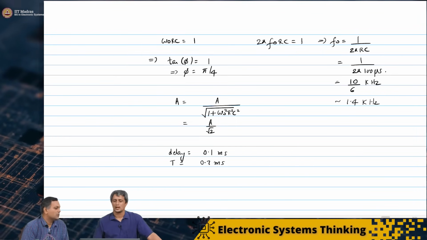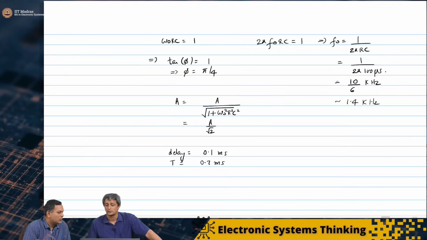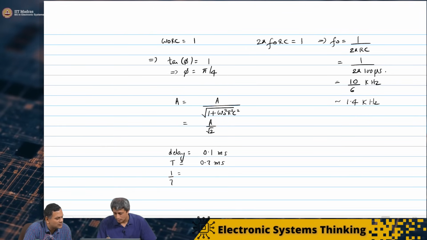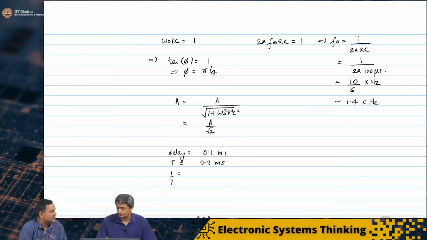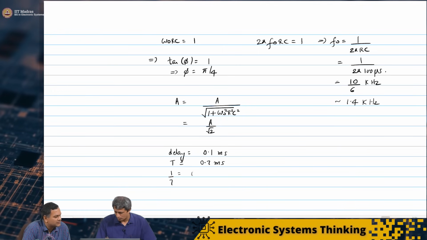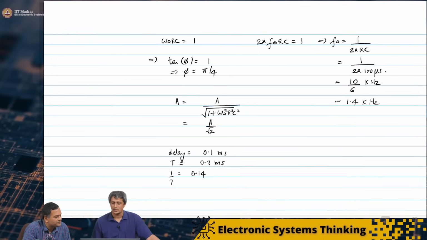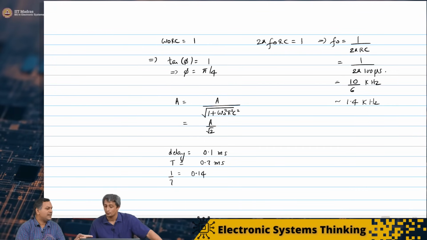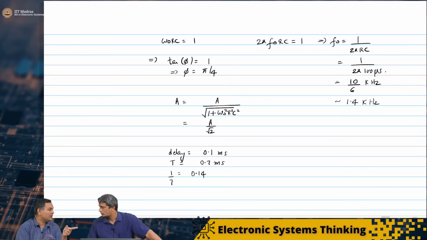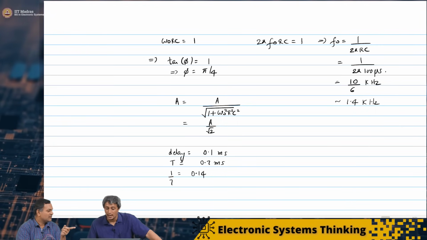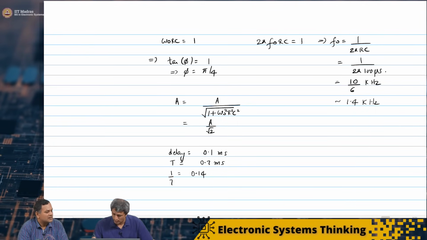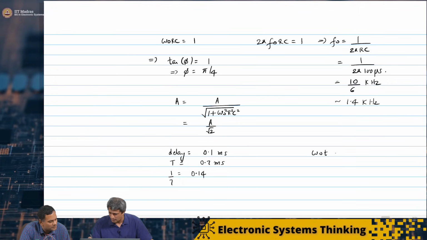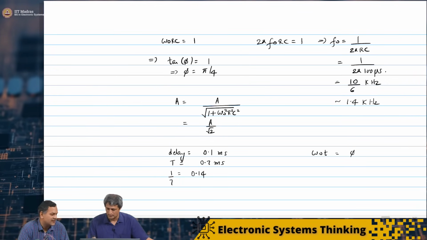This is about 1 by 7, and I think that's about 0.14. And what we want here is the delay. So will this delay by T come out in radians? That's a good point. We want omega naught t to be equal to this phi.